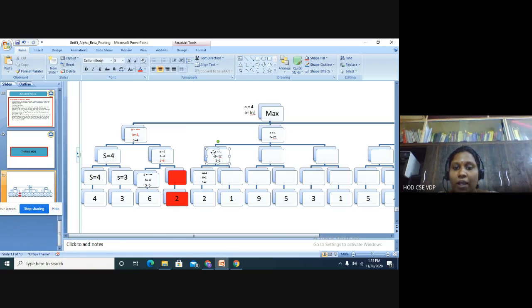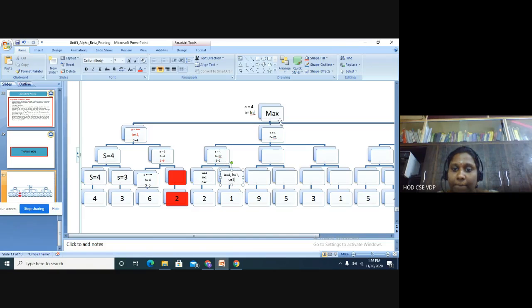Okay, so now what happens? I will inherit my alpha and beta values. So when the next step comes, A is equal to 4 and B is equal to infinity, right? So now what happens? This plays max min minimization strategy. So infinity, this value will be assigned to be equal to 1 and S value is equal to 1. Okay, so this S value will go up. When it goes up, what happens?